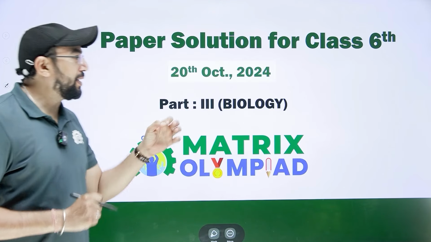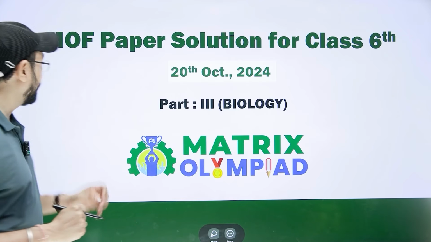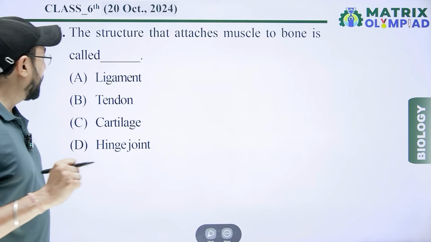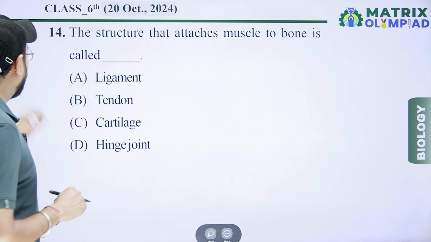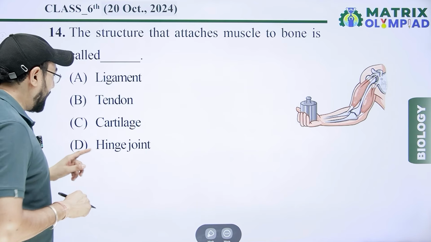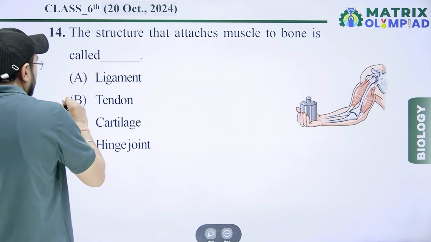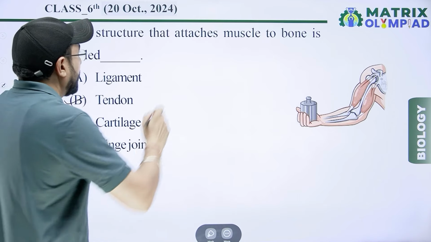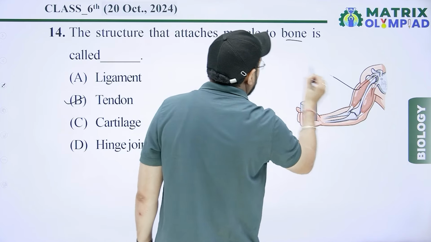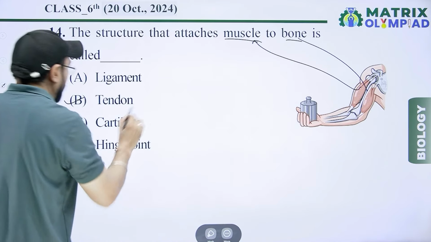Today we discuss the Matrix Olympiad paper solution for class 6th biology. Let's start. First question. The structure that attaches muscles to the bone is called: option A, ligament, option B, tendon, option C, cartilage, and last, hinge joint. Our right answer for this question is tendon. Tendon means muscle to bone. Muscle to bone is attached by tendon.